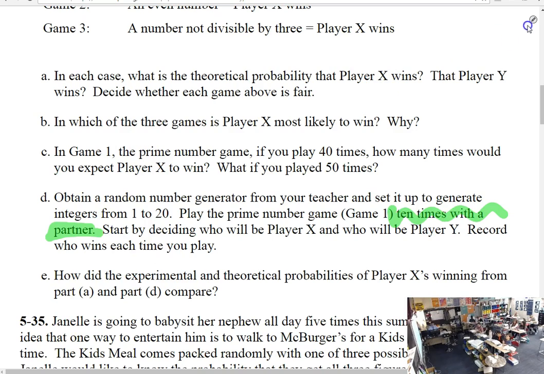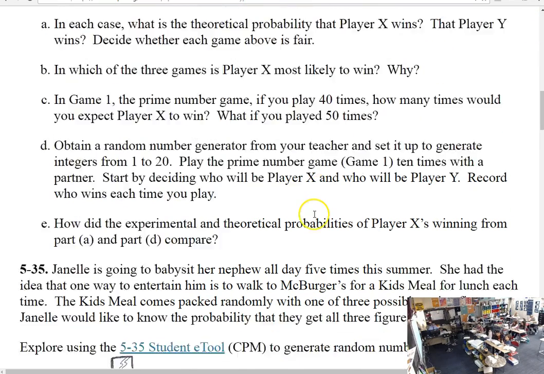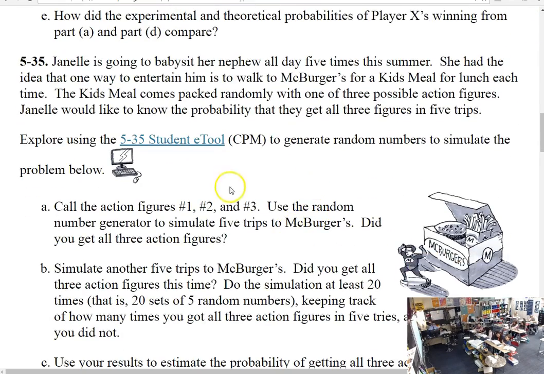Janelle's babysitting some kids, and they want all 3 prizes. Prize 1, prize 2, and prize 3 from McBurger Place. Yeah, McBurger's Place. But they make up names, right? To protect the copyright. Now hold up, we're gonna use your calculator, right? Because we want to make your life easy. I don't want to make you work.